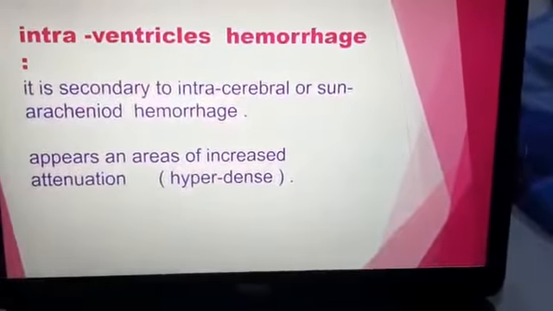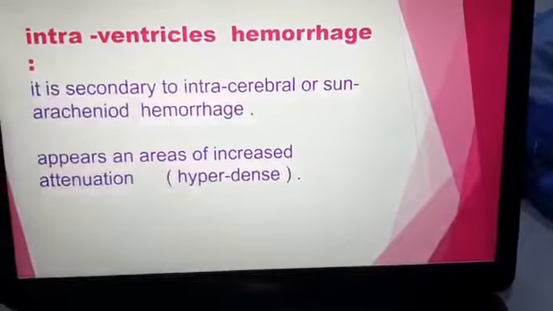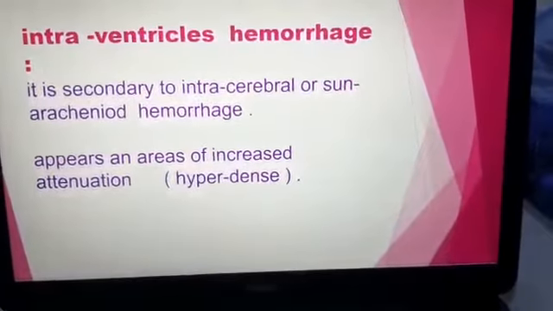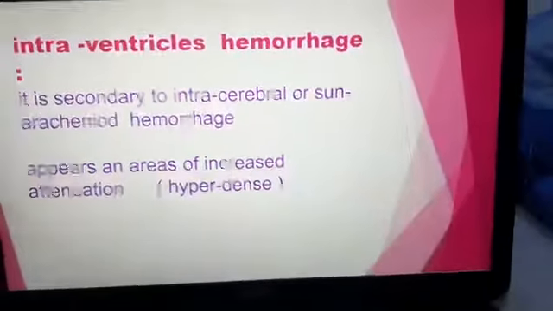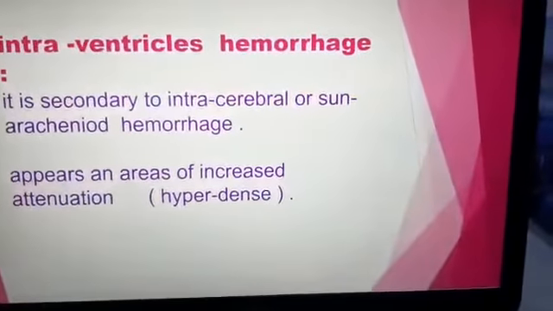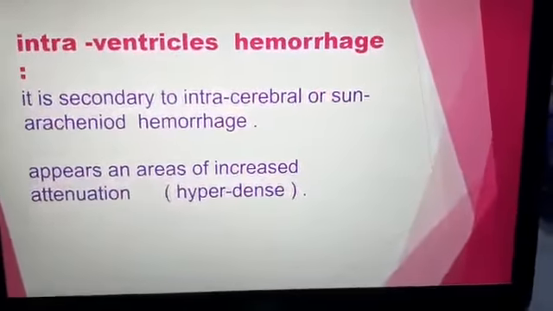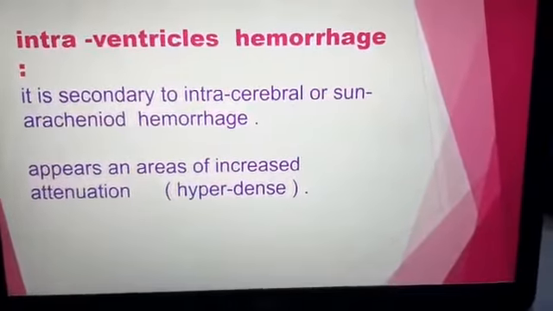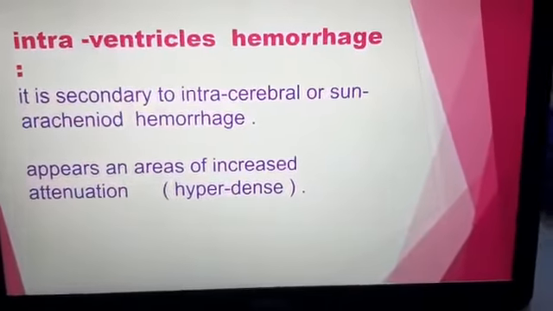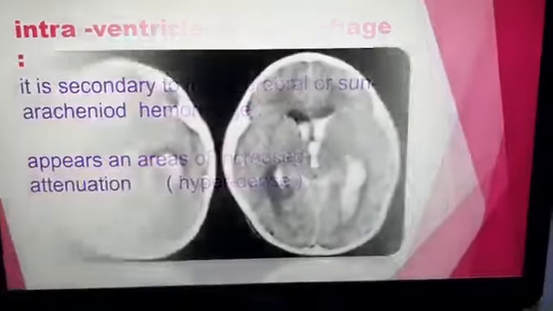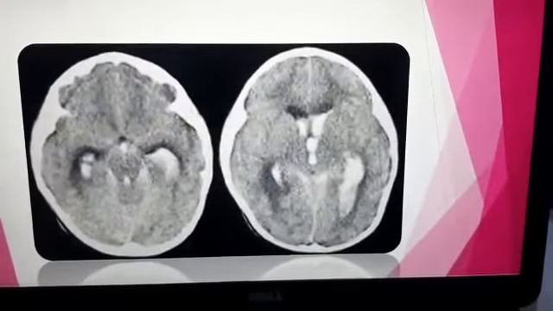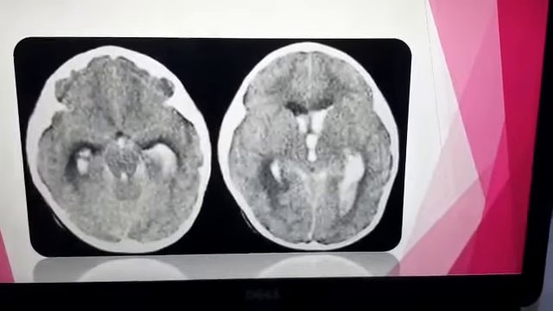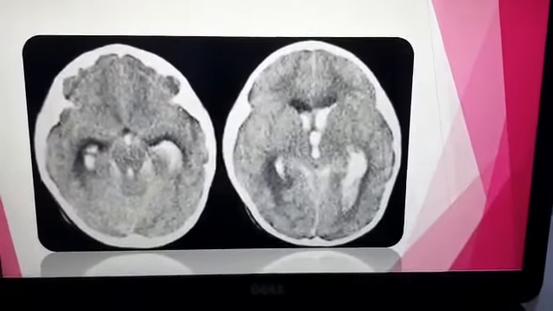Intraventricular hemorrhage. This type of hemorrhage occurs secondary to intracerebral or subarachnoid hemorrhage, meaning that when the patient has an intracerebral hemorrhage, the hemorrhage can seed inside the ventricle or into the subarachnoid space. So when we see an intraventricular hemorrhage, we're looking for the primary cause, which is either intracerebral or subarachnoid.